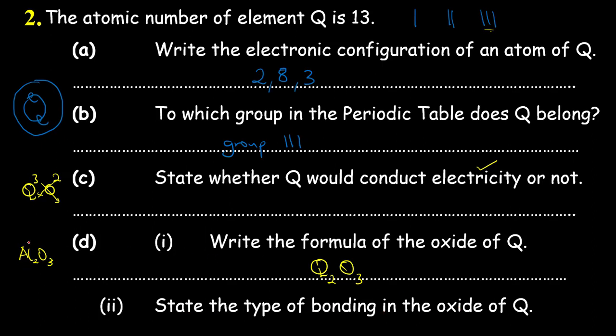State the type of bonding in the oxide of Q. So it's a metal, Q is a metal, oxygen is a non-metal. That means Q will lose its 3 electrons to the oxygen atoms, and in that case we are having transfer of electrons. That type of bonding is known as ionic bonding. So feel free to check out my video on chemical bonding if at all you don't know how we come up with this type of bonding.